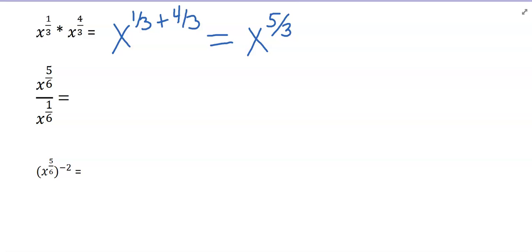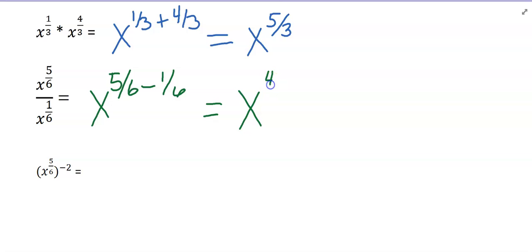Second example is a quotient or division problem. When you divide, you subtract your exponents. So here I will have x to the 5/6 minus 1/6. That will give me x. This follows the same rules as addition. Numerators, as long as the denominators are the same, will subtract. So 5 minus 1 is 4, the denominator being 6.